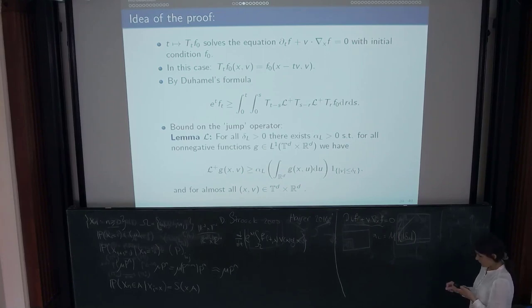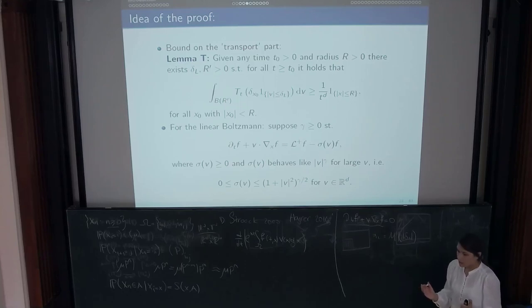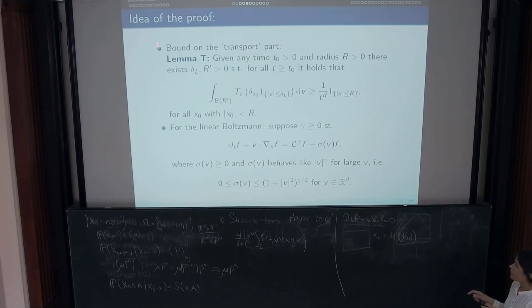Then for the transport part, we assumed our state space as a ball, also in the beginning for the jump operator. We consider a ball of radius r, and we start at any place with any small velocity. We say that we can reach all parts of this ball. This T lemma gives that basically: given a time T0 and a radius r for the ball, we start with velocity bounded by sigma L, and we can reach any part of this ball with this kind of bound.